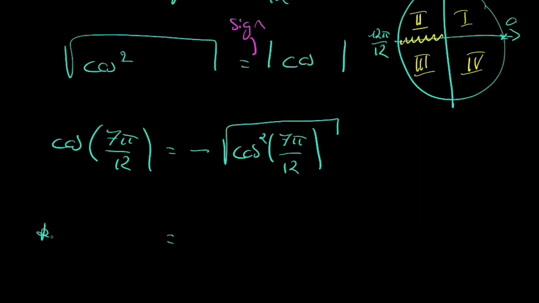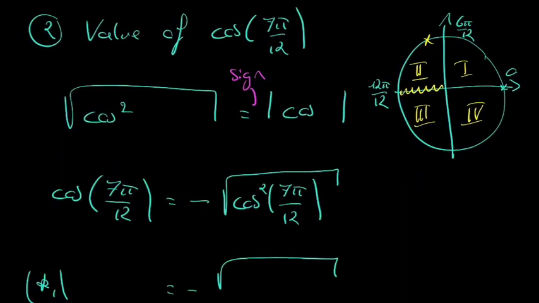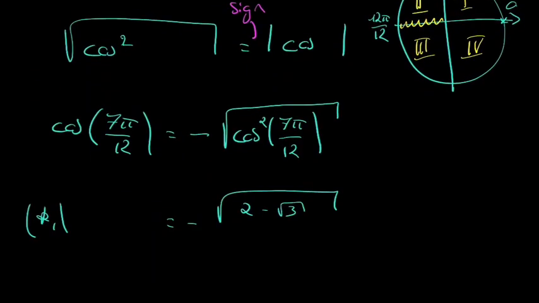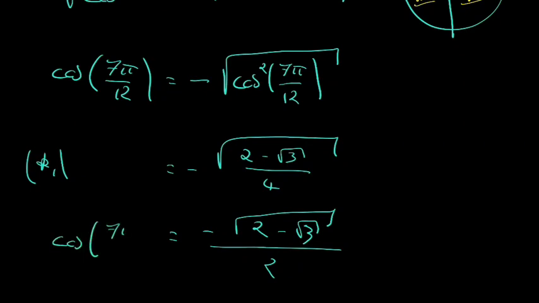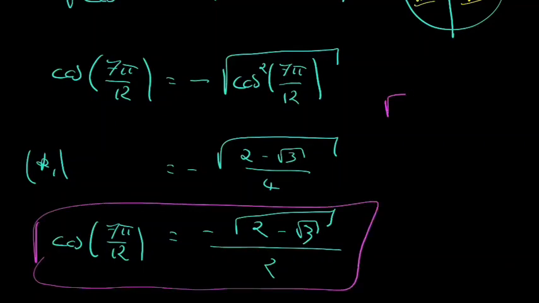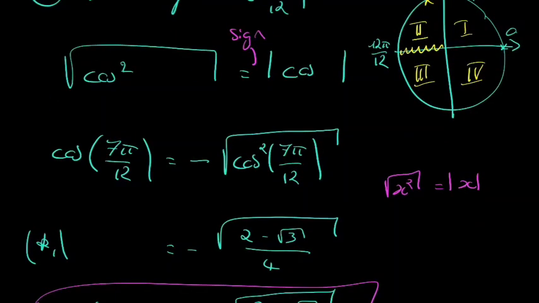And using star 1, this is equal to minus square root of (2 minus square root of 3) over 4, and with a little simplification, this is equal to minus square root of 2 minus square root of 3, everything over 2. And we have the value of our cosinus. Please just don't forget that the square root of x squared is equal to the absolute value of x. And so here we cannot make the mistake to forget that we need to determine the sign before the cosinus.